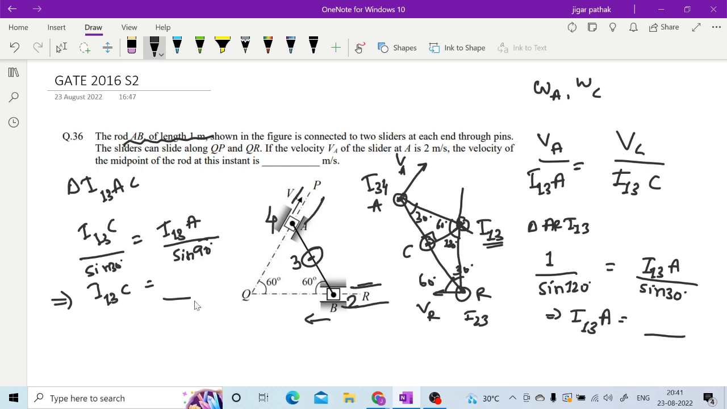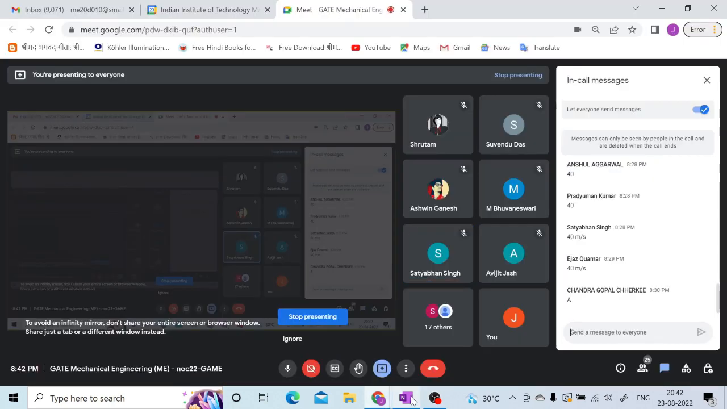Once you have I13A and I13C, and you also know that VA is given as 2 meter per second, you can calculate VC. So can anyone quickly calculate and tell me what VC is from this data? 1 meter per second, sir. 1 meter per second. So all of you are getting the same?